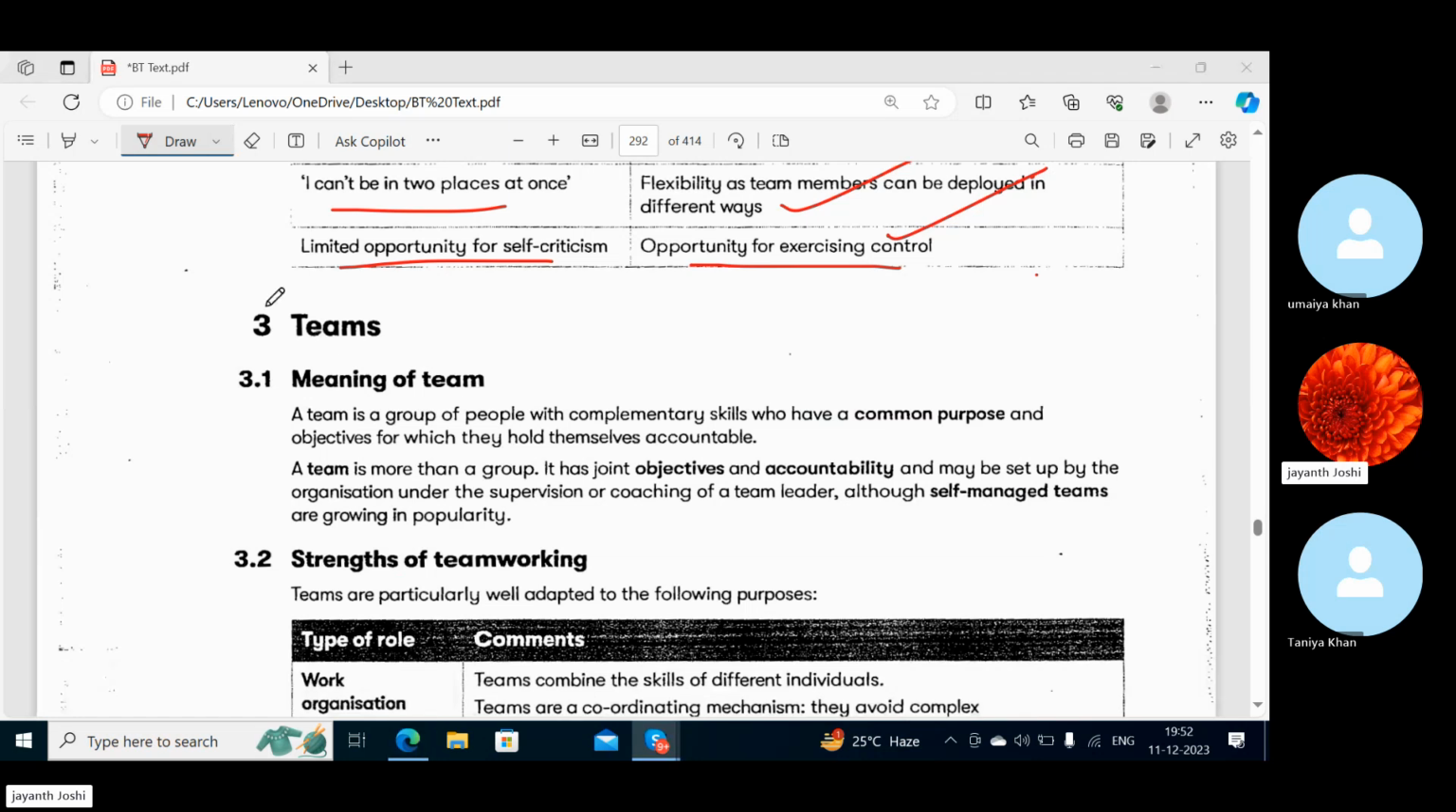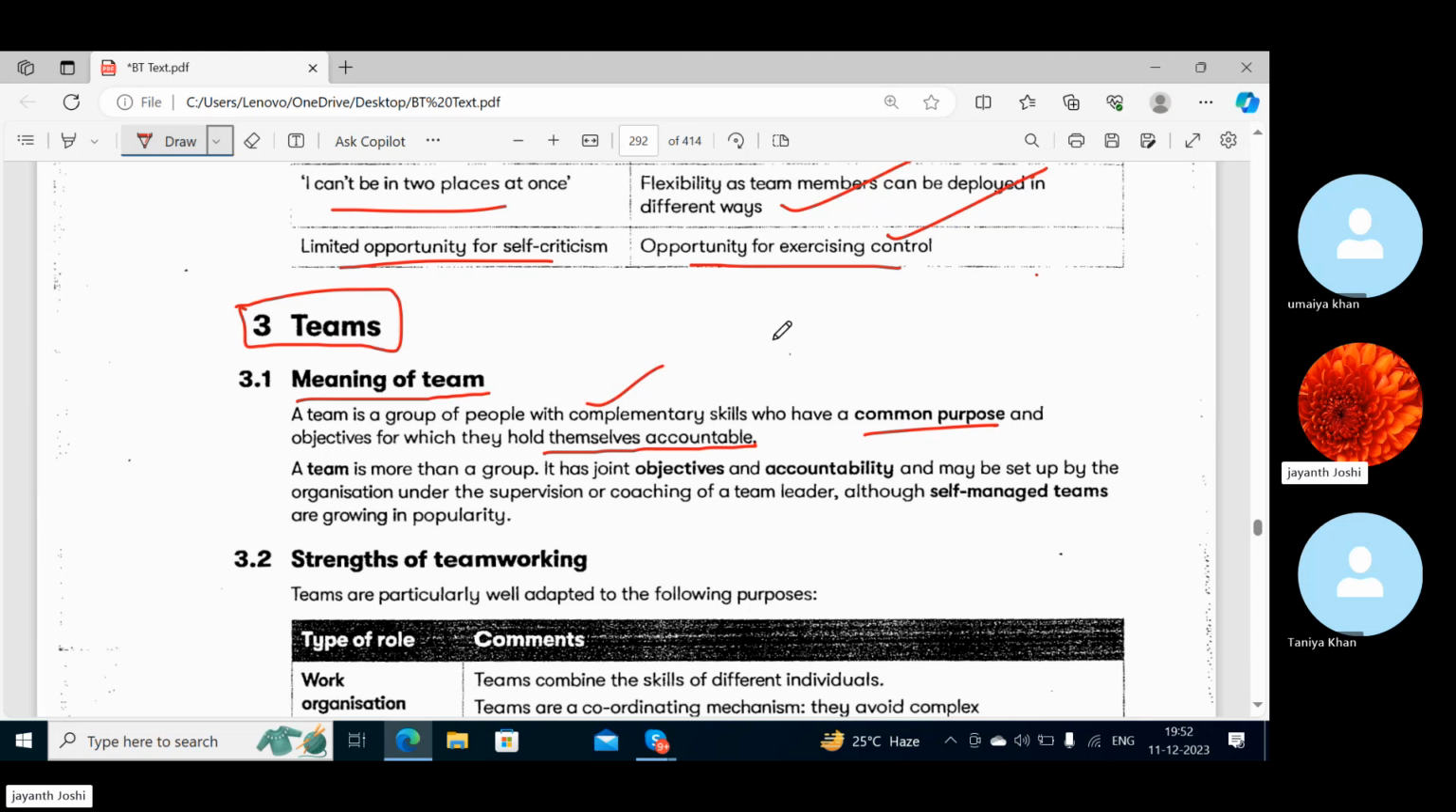So now let us discuss teams. Meaning of team. A team is a group of people with complementary skills who have a common purpose and objectives for which they hold themselves accountable. Of course, a team is formed with an intention. There is a motive to form a team. All the people who are in a team complement each other.